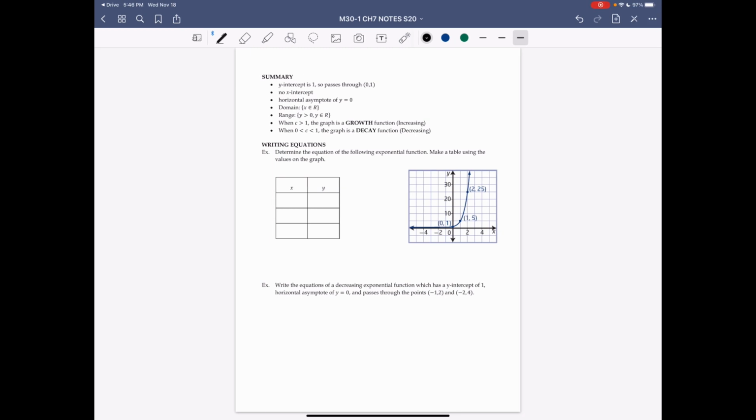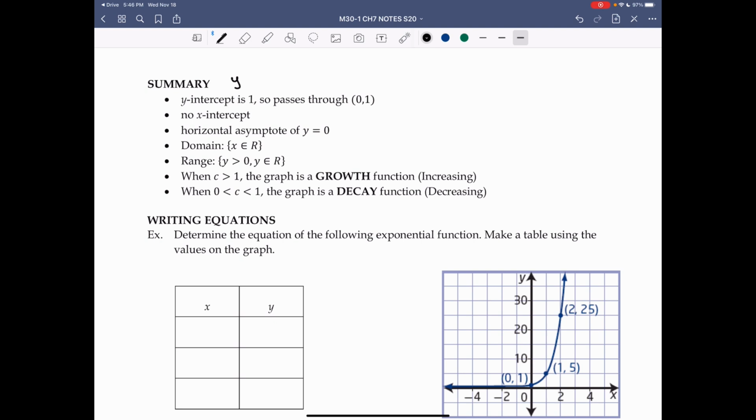Summary: for an exponential function, y equals c to the power of x, the y-intercept is 1, so it passes through the point (0, 1). We have no x-intercept. We have a horizontal asymptote at y equals 0. The domain is x ∈ R. The range is y is greater than 0. When c, the base, is greater than 1, the graph is a growth function, or is increasing. And when c is a fraction between 0 and 1, the graph is a decay function, or decreasing.